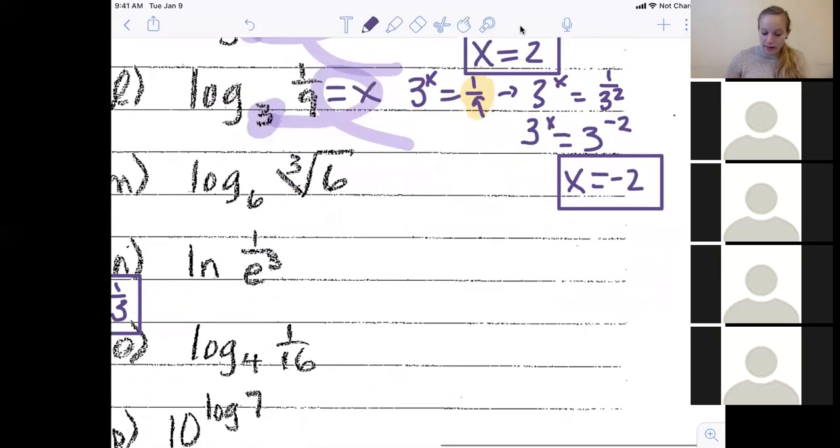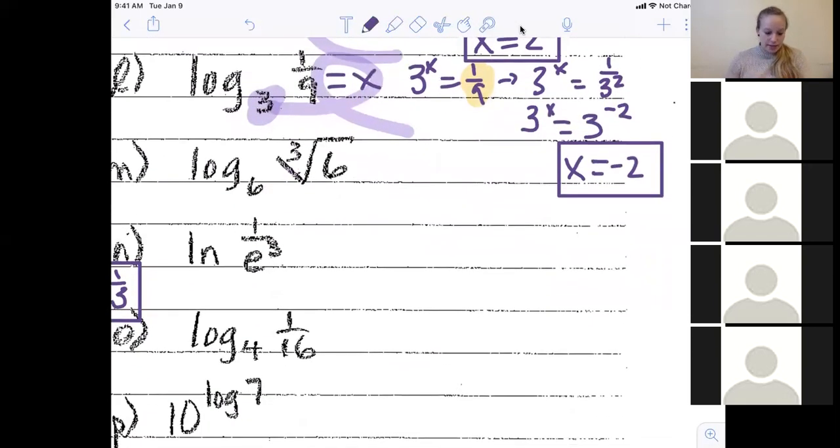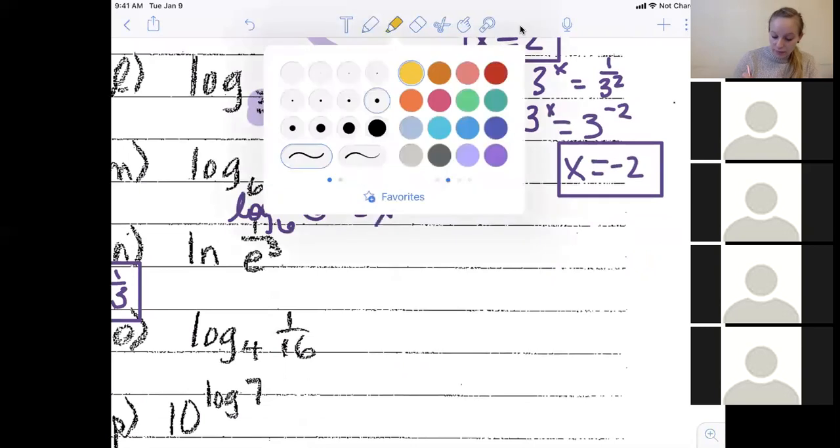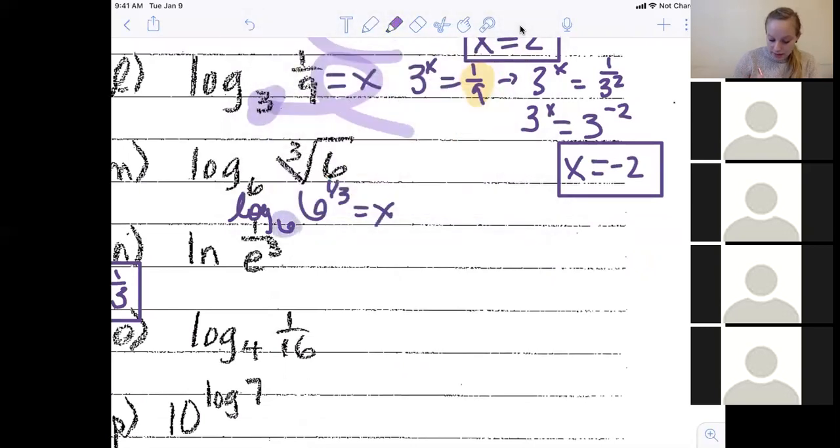We're gonna do a couple more like that. So if that's confusing, stick around. I see N and O both look like that too. Oh, but M's another radical. We've done that a couple times. Remember, radical of 3 is the same thing as 6 to the 1/3. So we've got log base 6 of 6 to the 1/3. Don't forget to set it equal to x so we can do our log roll. 6 raised to the x equals 6 to the 1/3.